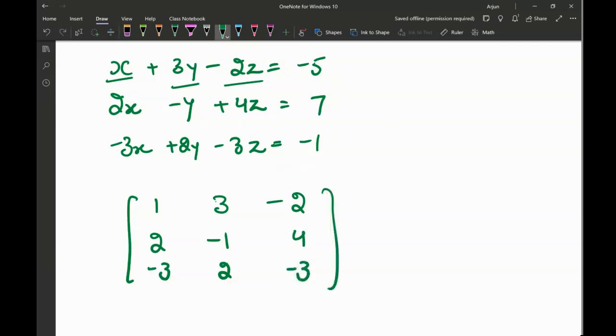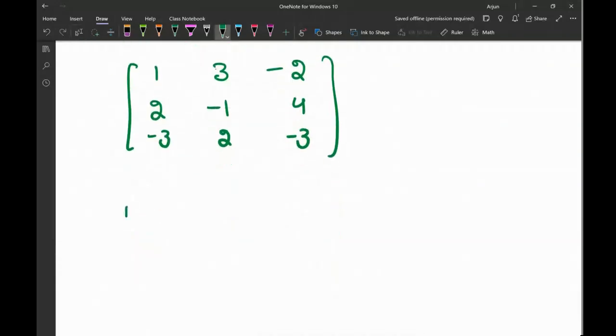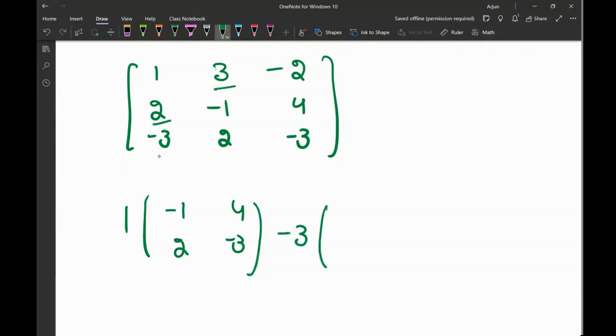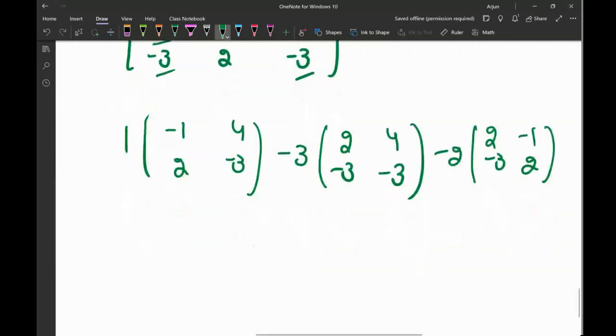Now I'm going to try and find out the determinant of this given matrix. To find the determinant, I will first put 1 outside and then take the minor minus 1, 4, 2, minus 3, and then minus 3 times this one, and then take these terms 2, minus 3, 4, minus 3, and then I will take minus 2 and then take the terms 2, minus 3, minus 1, 2. Now I'm going to try and simplify this.